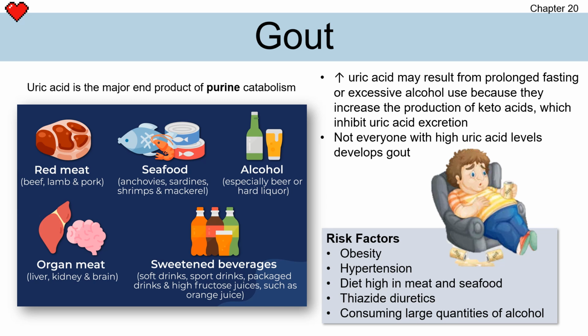So we're just going to deal with all of this uric acid. Okay, so where does uric acid come from? It is the major byproduct of purine catabolism, so the breakdown of purine. So what has purine in it?